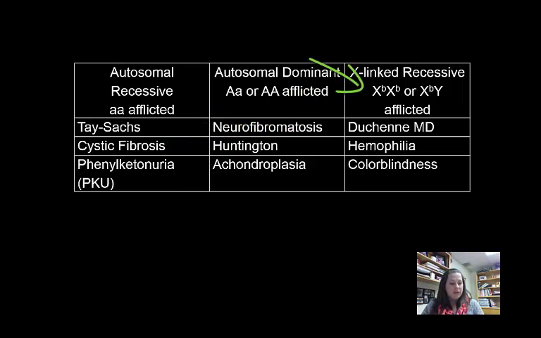The last group over here is the X-linked recessive. X-linked traits are going to affect males more often because females have that extra copy. So if a female gets this, she has to be X little b, X little b. However, with males, it would just be X little b, Y. Duchenne's muscular dystrophy is an example of this.